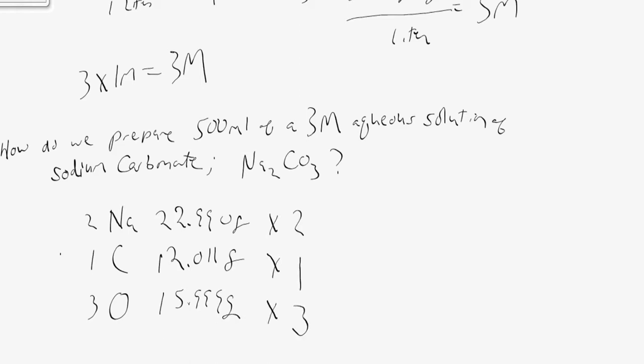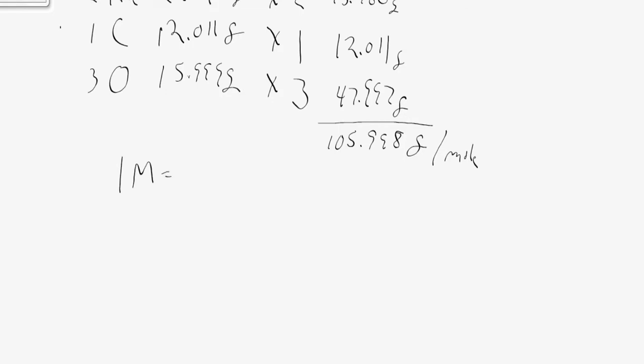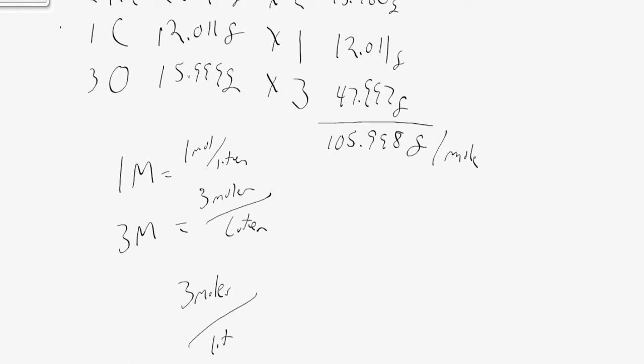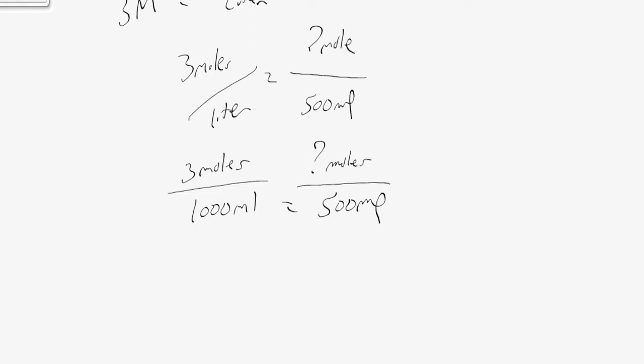All right, so our question was, how do we make 1 liter of 3 molar? 192.123 grams per 1 liter, right? So we multiply that: 192.123 times 3 is equal to 576.3 grams per 1 liter, is equal to 3 molar, right? So 3 times 1 molar is equal to 3 molar. 576.3 grams per liter for 1 liter for a 3 molar solution.